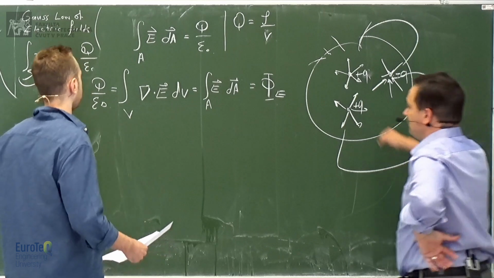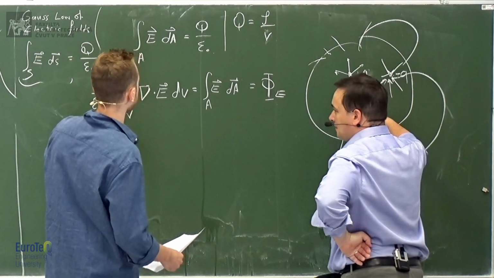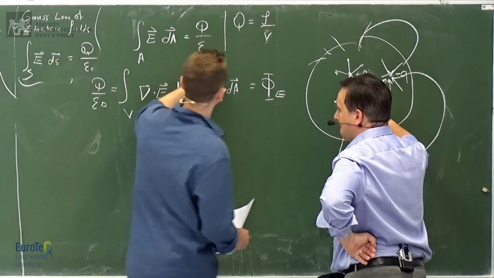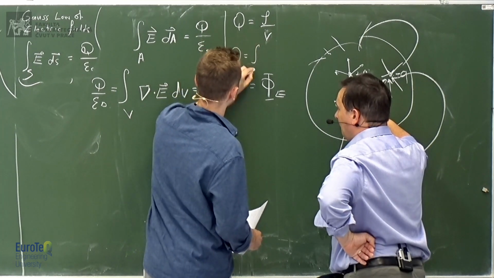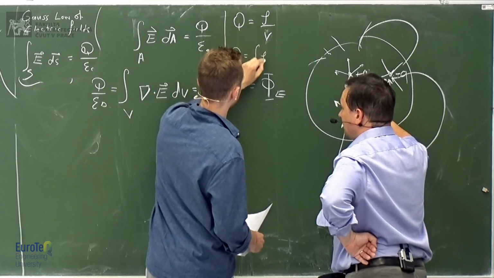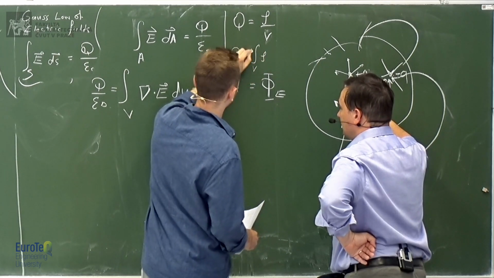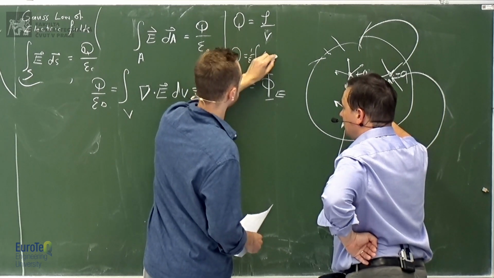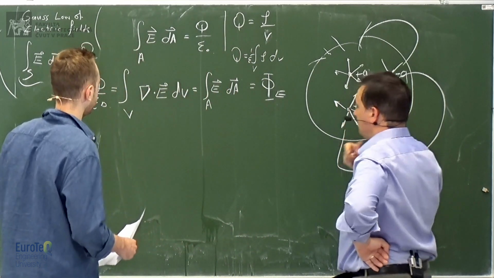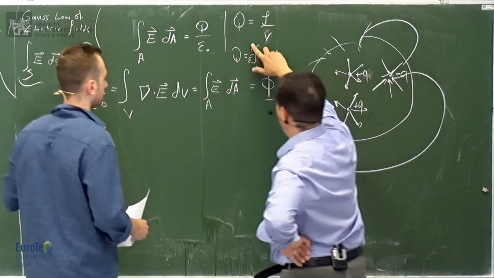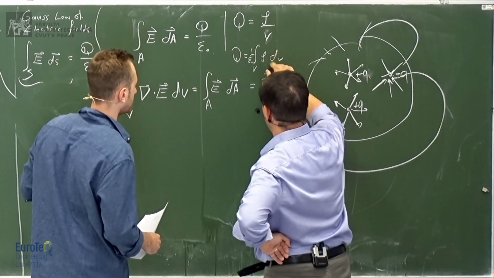I don't know why. Okay, so then now we can describe Q as the volume integral of rho, and 1 over epsilon as the volume integral of rho with respect to the volume, right? Okay, so now we can... No, wait. The Q is the integral of rho.